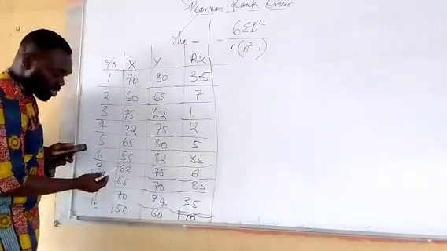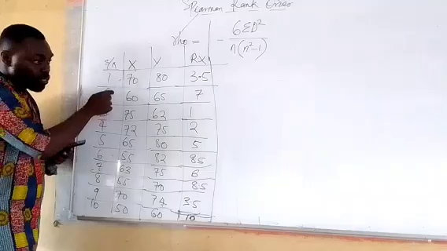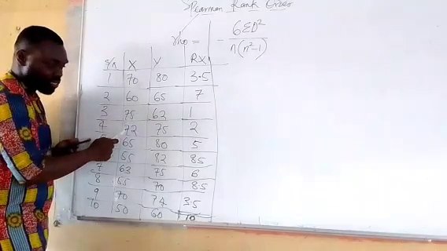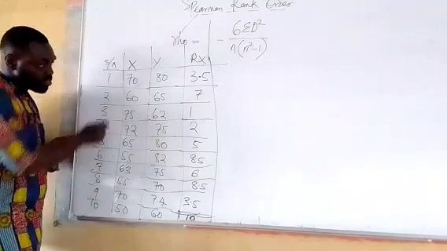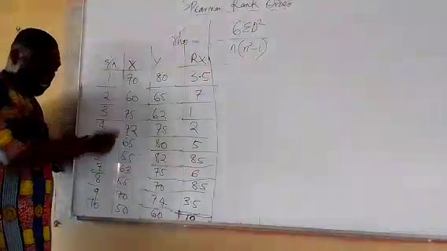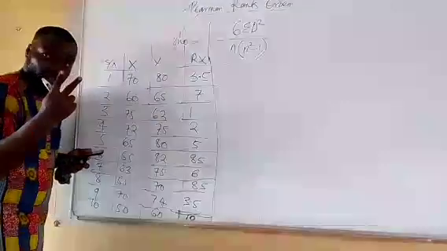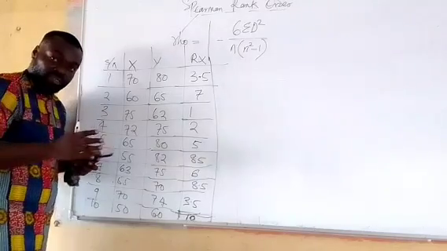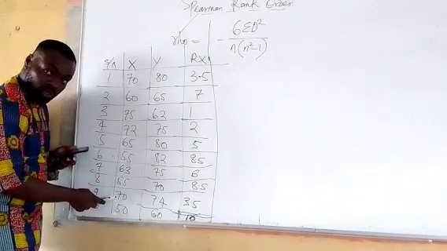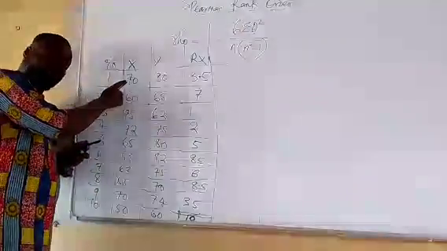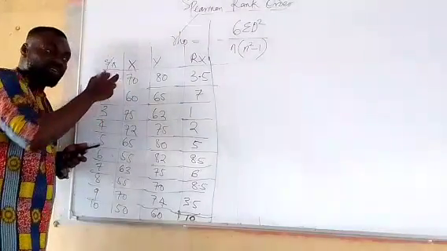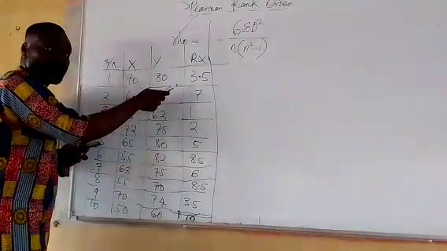Let me do it again. For instance, let's start with the previous one. Look, 75 came first, 72 came second. 70, 70, both of them are tied. Normally, we're supposed to say third and fourth. 2 people are dragging 1 position. So for us to share it, we take the third position plus the fourth position, which is 7, divided by 2 to give us 3.5.